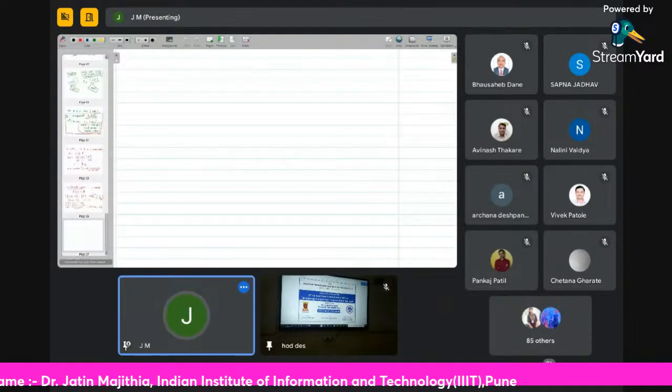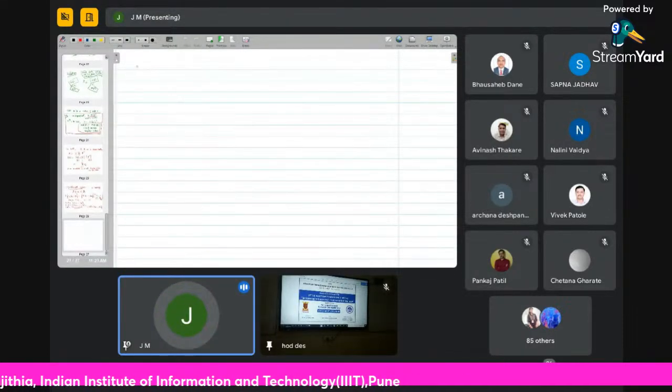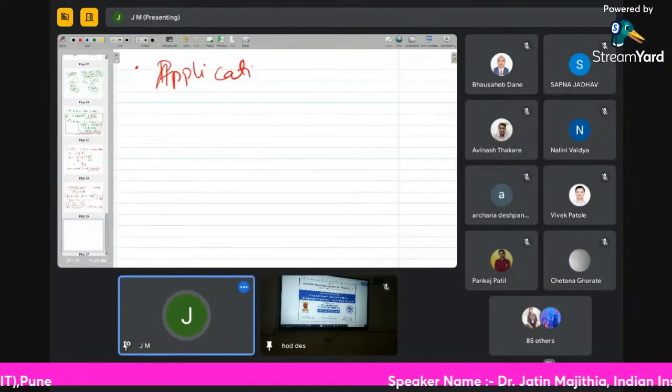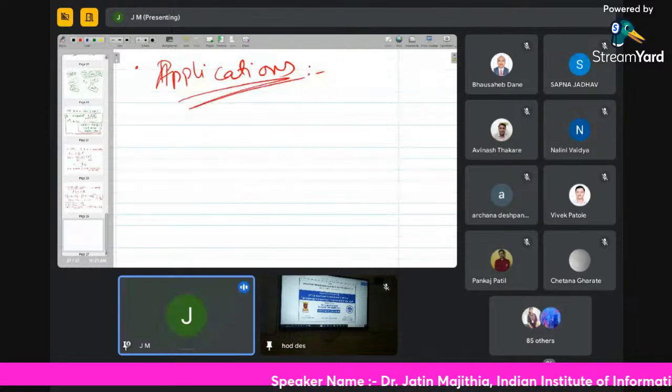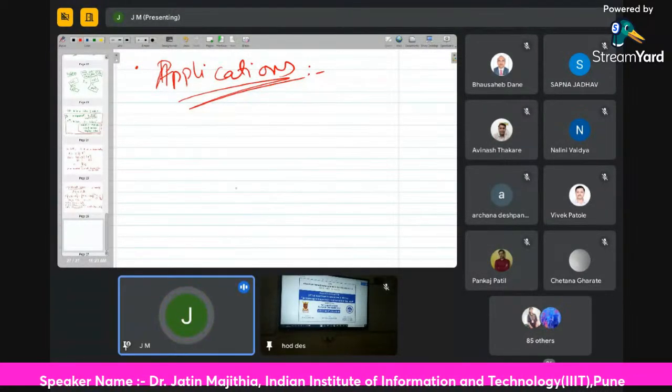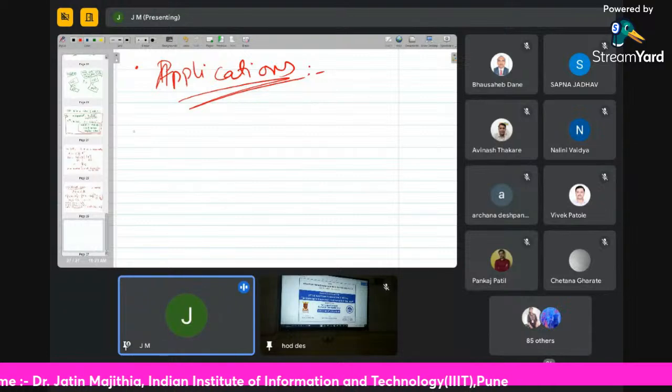I think I'm going very fast. I have reached the properties section, or I would say the applications section. So we have seen theoretical applications. Now we are going to see some real world applications. But for that, let me give you one observation.